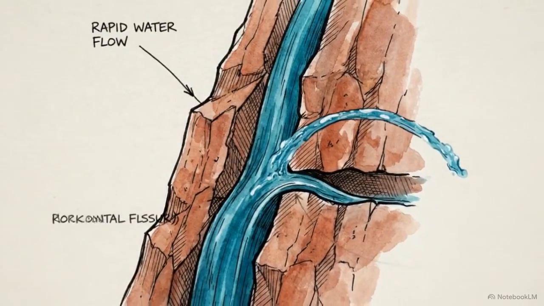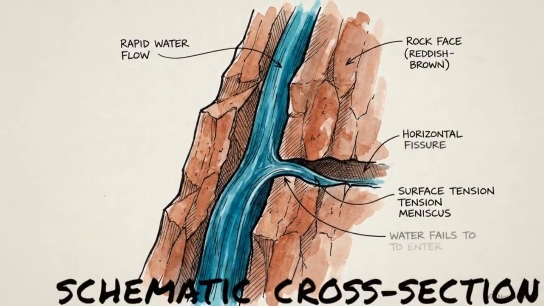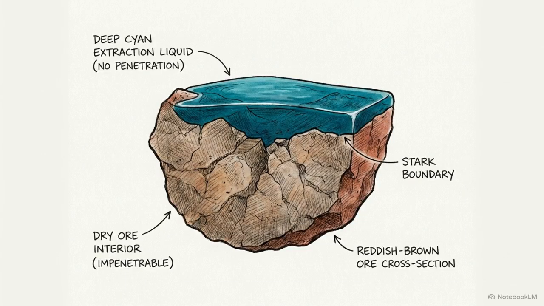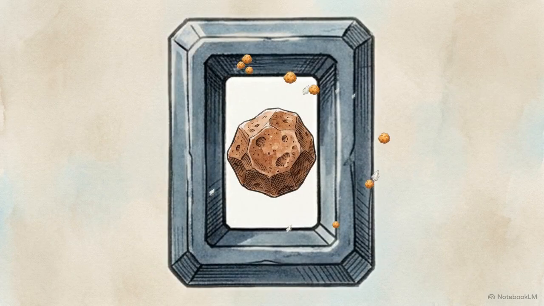Uniform saturation is the absolute goal, yet gravity alone often fails to push the solution into every crevice. Yield loss is a failure of permeability. The liquid simply refuses to saturate the solid. Operators modify the ore's texture through granulation.